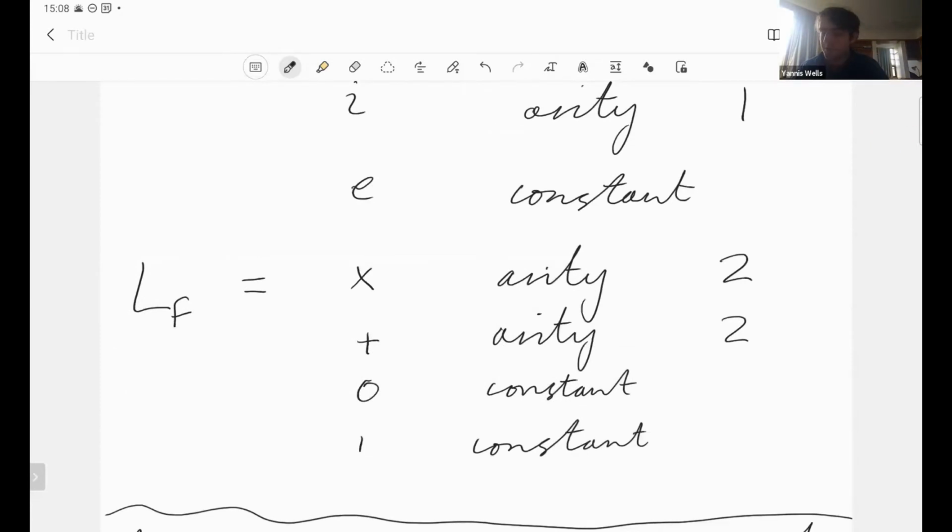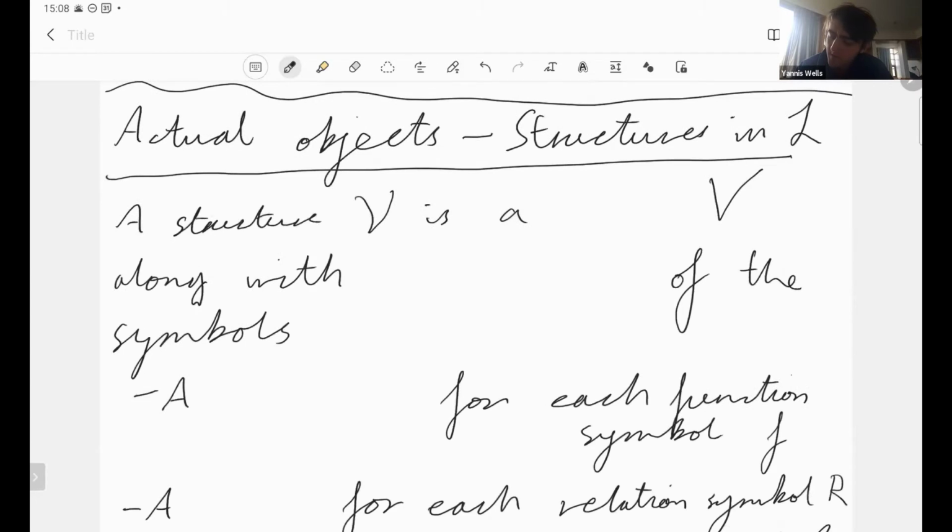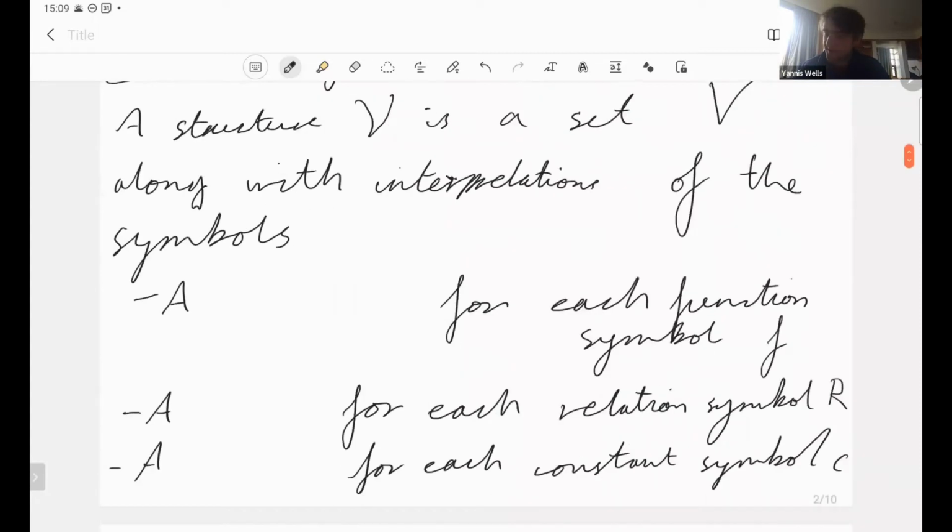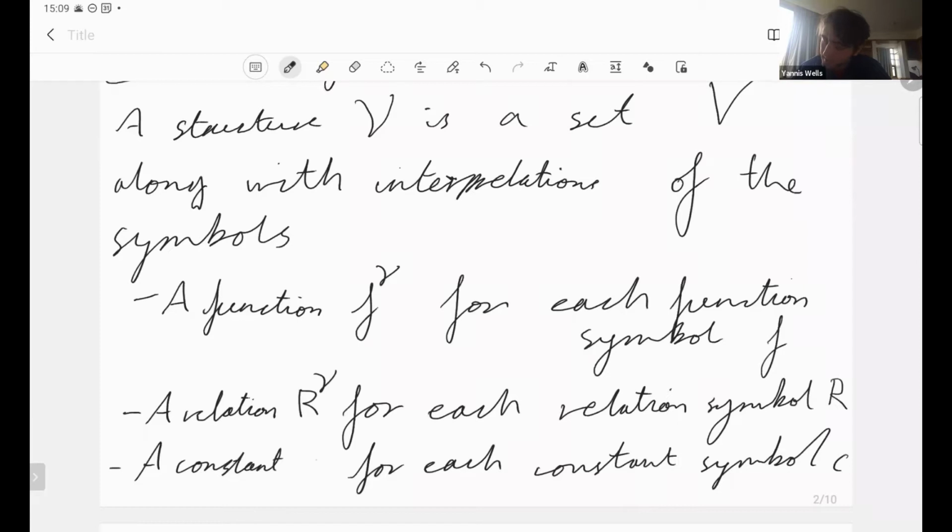Now, when we want to talk about actual objects, we need to talk about what we're going to call structures. A structure, which we're going to denote with script V, is a set, capital V, along with interpretations of the various symbols. For each function symbol f, we have a function f superscript script V, for each relation symbol, a relation R superscript V, and for each constant symbol, a constant, which is just an element of the set. So a function symbol f^V of arity n would just be a function from V to the n to V, and similarly a relation symbol is interpreted as a subset of V to the n.